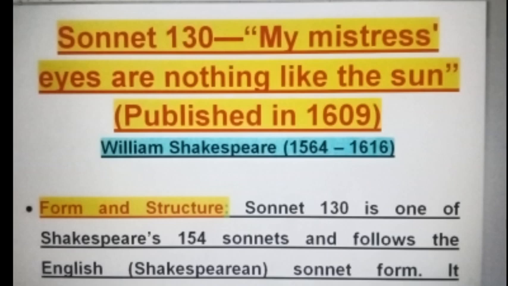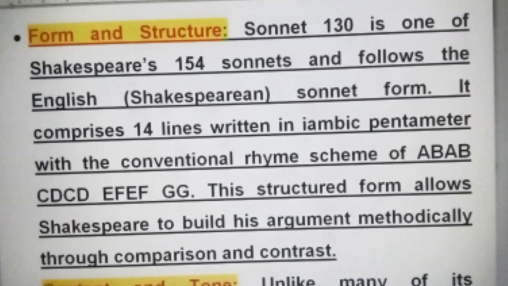Form and structure. Sonnet 130 is one of Shakespeare's 154 sonnets and it follows the English or Shakespearean sonnet form. It comprises 14 lines written in iambic pentameter with the conventional rhyme scheme of AB, AB, CD, CD, EF, EF, GG. This structured form allows Shakespeare to build his argument methodically through comparison and contrast.